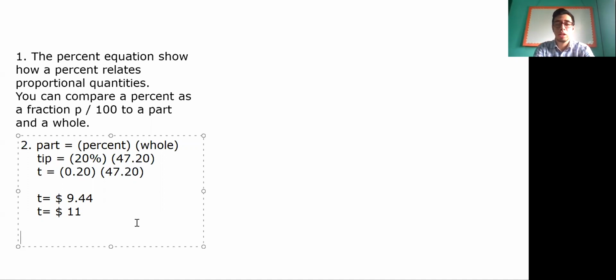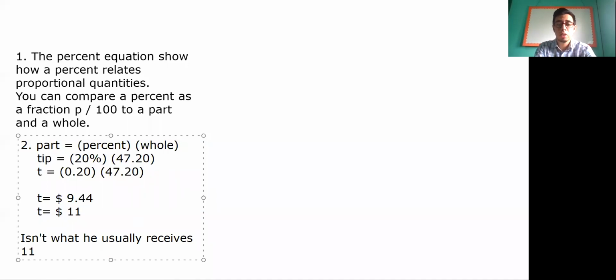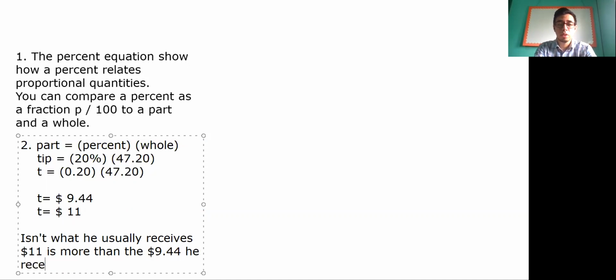So we are going to say that it is not what he usually receives. $11 is more than the $9.44 he receives.